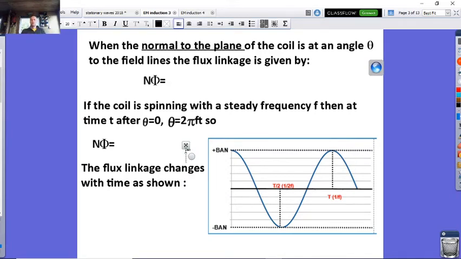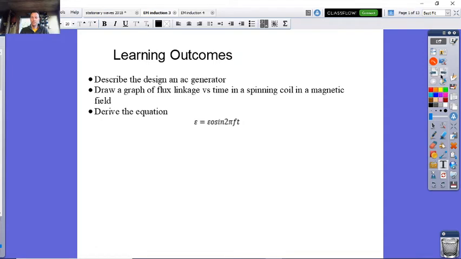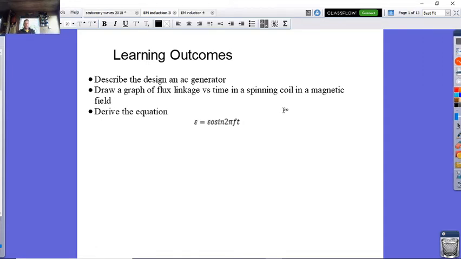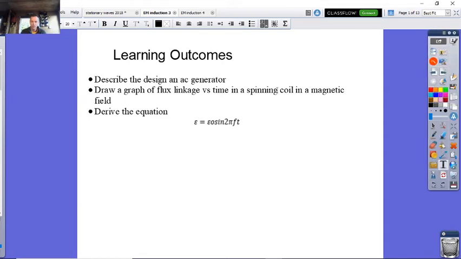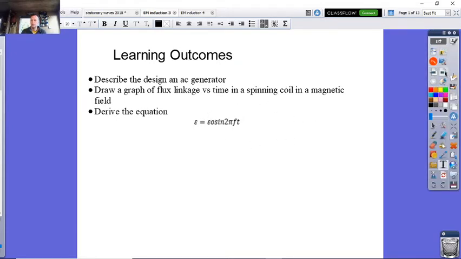Okay, Roberto, alias Robert Lee, has asked about this, and I thought I'd make a video to explain it. This is all to do with the AC generator, which I taught a little bit to one group, and the other two groups never even started, I don't think. It's all basically how we generate AC waveforms. And you need to know the design of the AC generator and draw graphs showing linkage versus time for a spinning coil and get all this equation here. And that equation causes the problem.